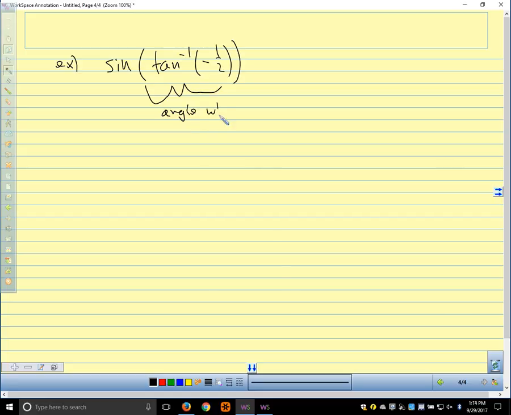This is the angle whose tangent is -1/2. Let's call it theta again. Whoops. Why did I draw my triangle that way? It's negative. It has to be in the fourth quadrant. So this is -1, and that's 2. We can find this hypotenuse. It's going to be the square root of 5: 2 squared plus 1 squared.